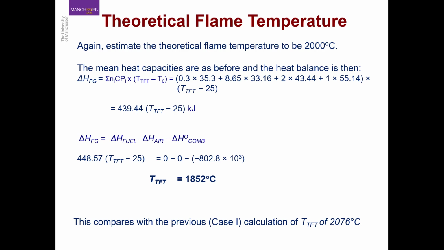Okay, so that is case 2, and if you compare it with case 1 where we do not have any excess air, the theoretical flame temperature was 2076 degrees centigrade. So by providing excess air, you ensure that you have complete combustion, but at the same time, you also reduce your theoretical flame temperature as well.